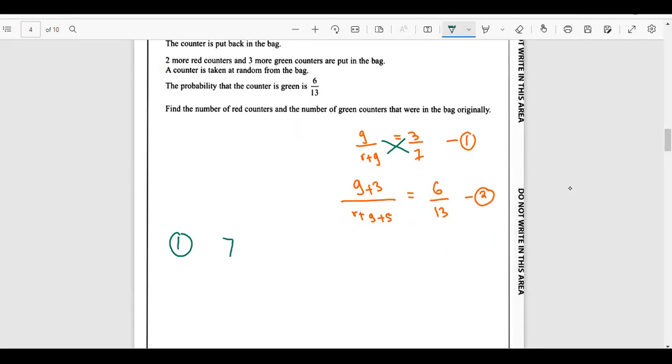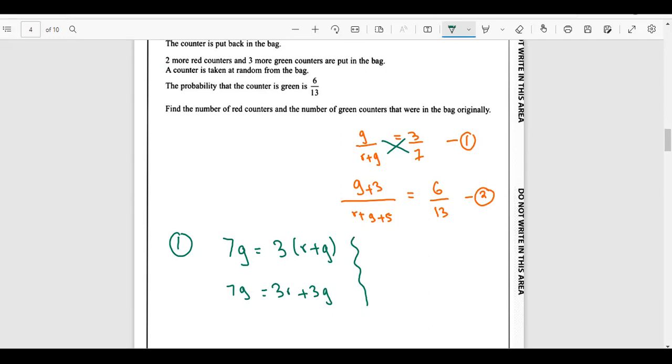And this is going to give me 7G equals 3 into R plus G, and this would become 7G equals 3R plus 3G. All right, so this would give me 3R plus 3G. Okay, and now we are looking for the second one.